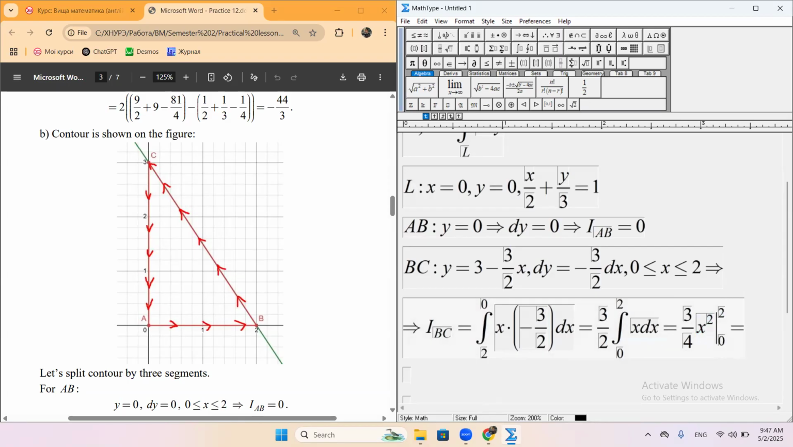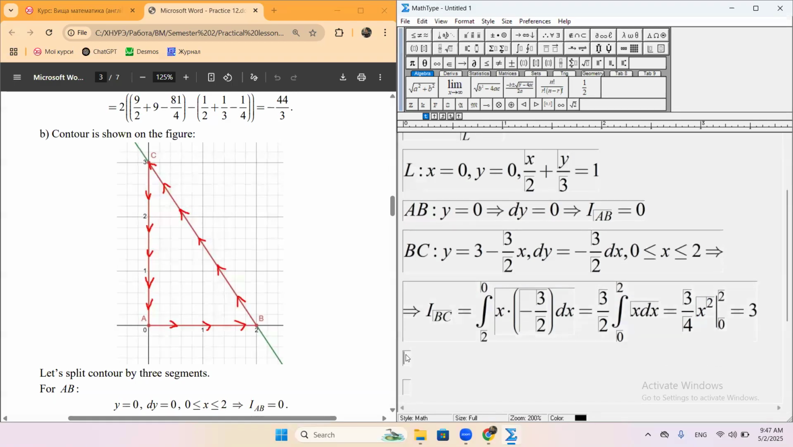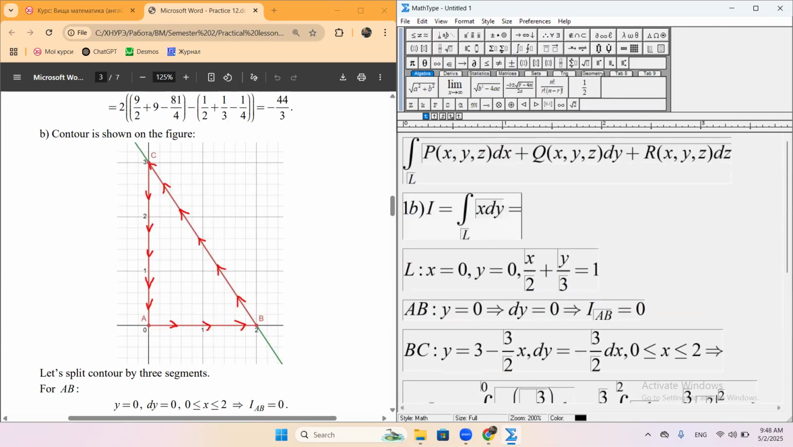And it will be actually equal to 3. So for segment BC is done. And what about CA? So for CA, x equals 0. So the integral of x dy along this straight line, along this segment, so not AB, but CA, will be equal to 0. And now we will calculate the result: the final solution will be the sum of these integrals.